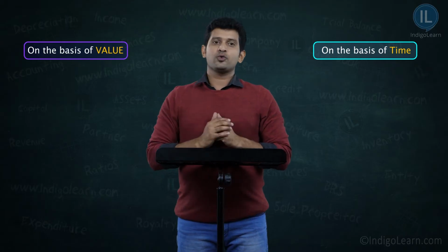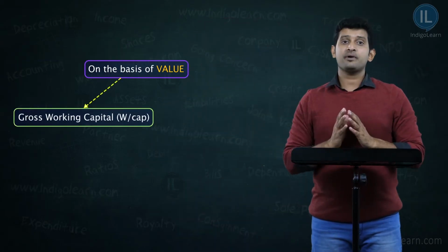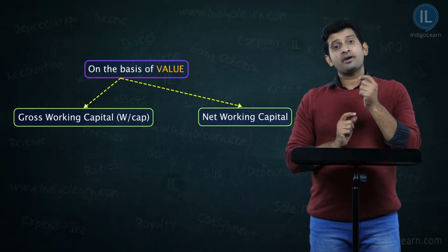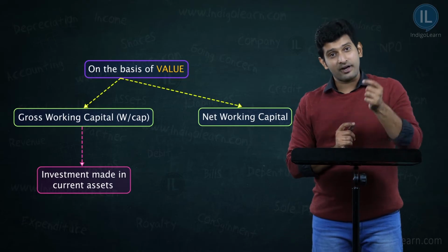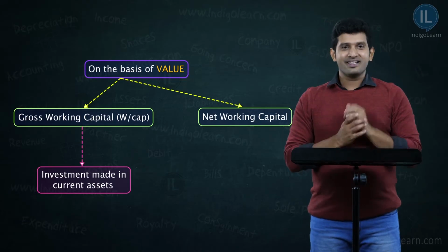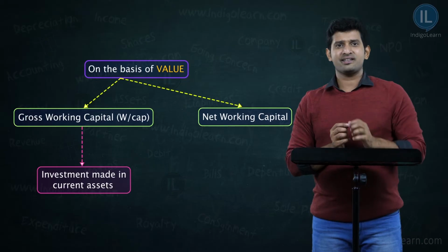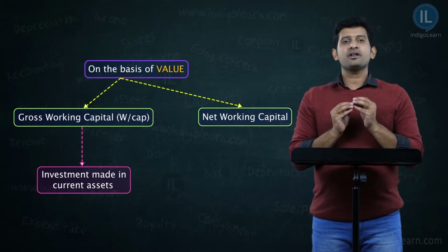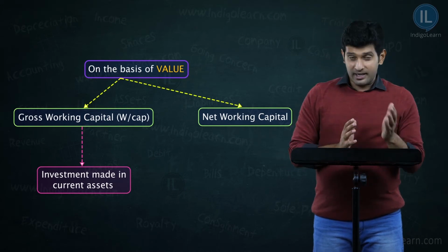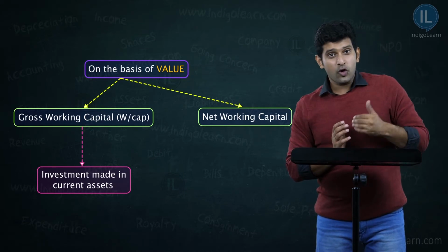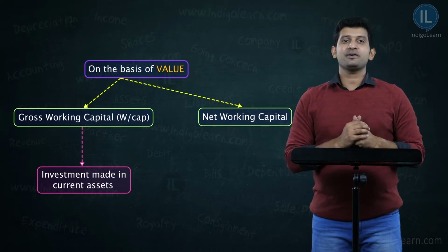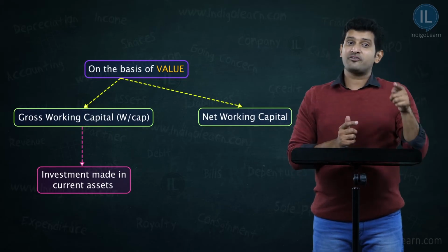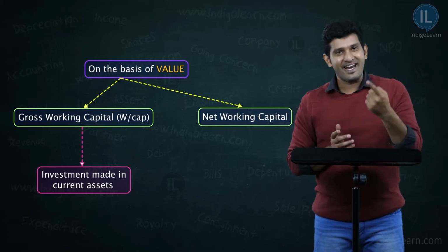On the basis of value, working capital is defined as gross working capital or net working capital. Now, what is gross working capital? Gross working capital signifies the investment of working capital in current assets. That is, whatever is the investment made in current assets itself is called gross working capital. Hence, ideally speaking, working capital refers only to the current assets, but current liabilities will support in reduction of working capital to some extent. Hence, we will consider current liabilities also and then reduce the requirement of working capital, which is now called net working capital.